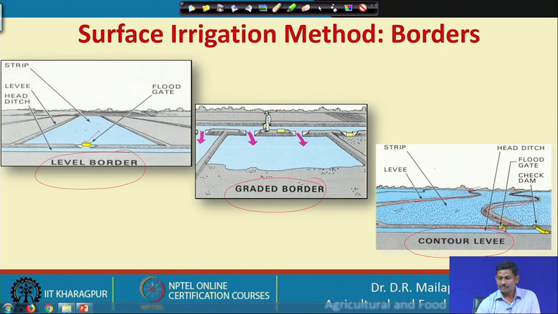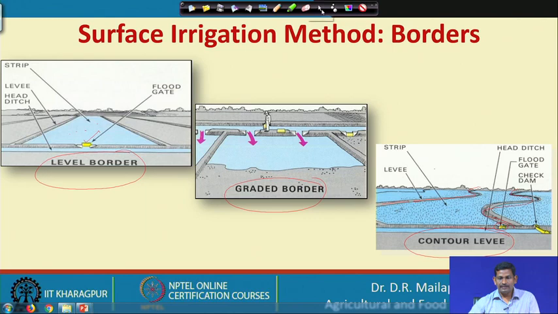Once the gate is opened, the water is going to flow into the strip. Okay. So, these are the three basic types of borders. One is the level border where the slope is 0, and the other one is the graded border where a mild slope exists, and if the strips are following contour lines, that is called a contour levee border.